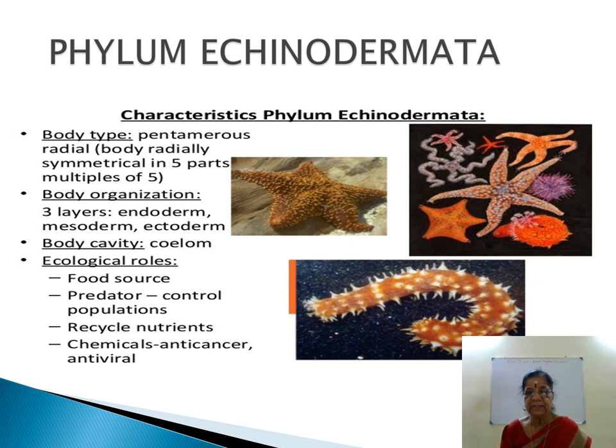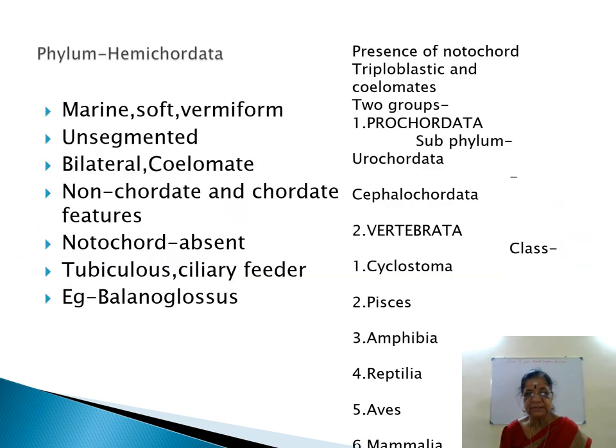Okay, now this is phylum Echinodermata, the last phylum in invertebrates. It has pentamerous or five arms with radial symmetry, and the body organization is multicellular with ectoderm, endoderm and mesoderm, and it has tube feet. It is a starfish. The dorsal side is the top. It has tube feet, characteristic of the water vascular system.